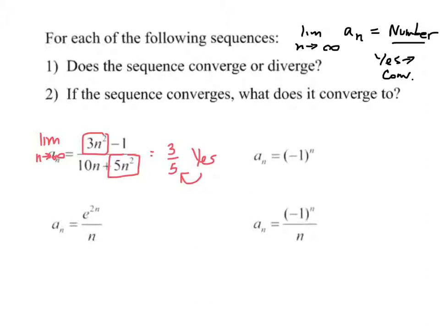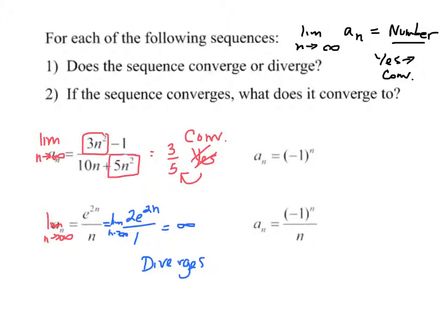Now in this next example, as n goes to infinity, of course you can see right away you're going to get infinity over infinity. But if you use L'Hopital's rule, the derivative of the top is 2e to the 2n, the derivative of the bottom is 1, we take the limit as n goes to infinity, now you get infinity. So the answer is it diverges, and because it diverges, there isn't a number that it's approaching. Up here I notice I shouldn't have said yes, I should have said converges. Okay. Next.